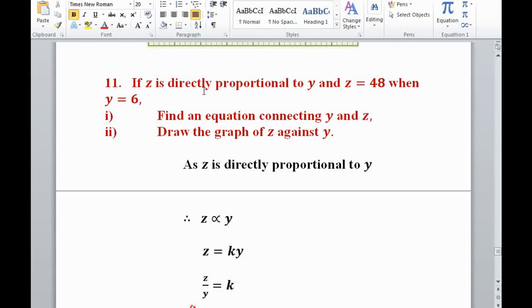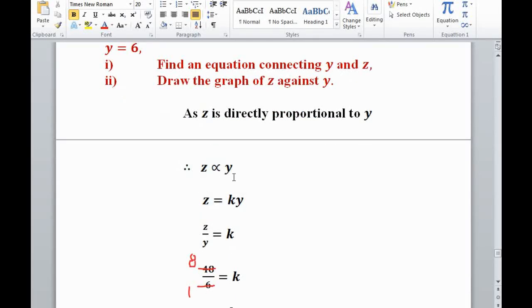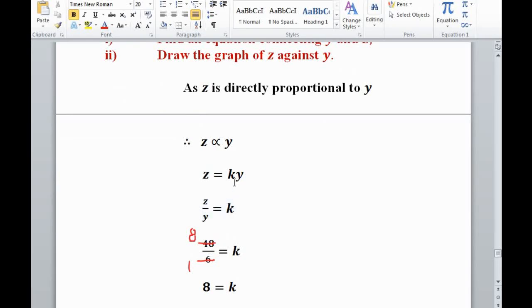So first of all, I will write this statement, as we know that z is directly proportional to y. So the statement can be written as z is proportional to y, and then in the next step I am going to remove this sign of proportionality, and I will place constant k. So this equation becomes z equals ky. Okay, now let's find the value of k. For this I am going to shift this y from right to the left side. The equation becomes z upon y equals k.